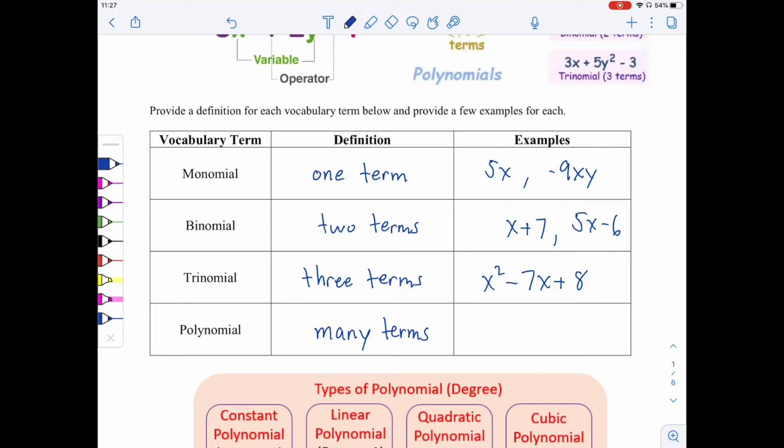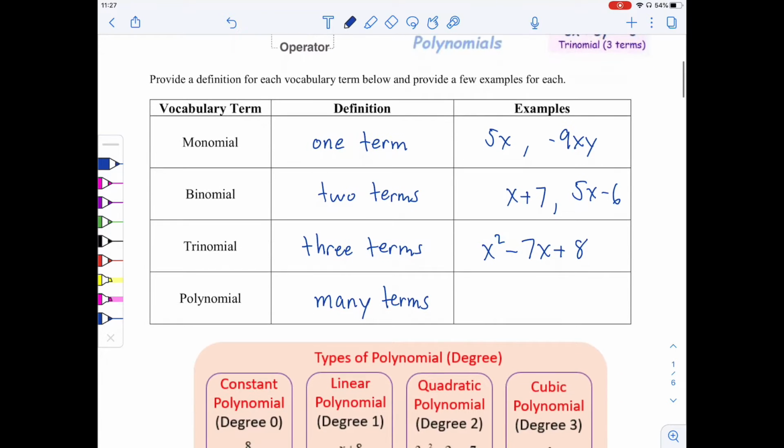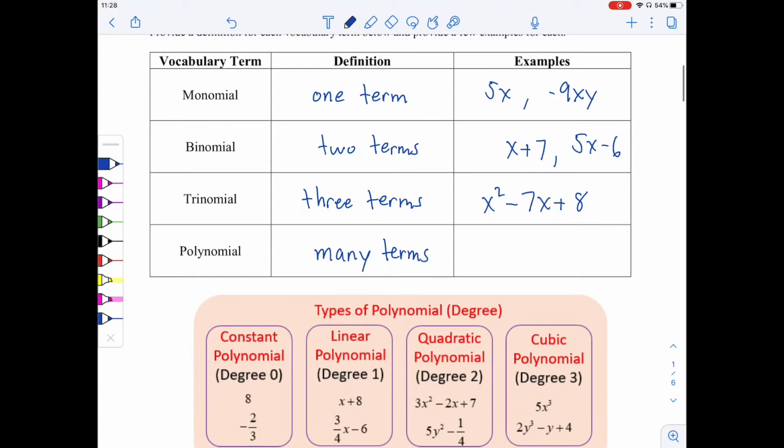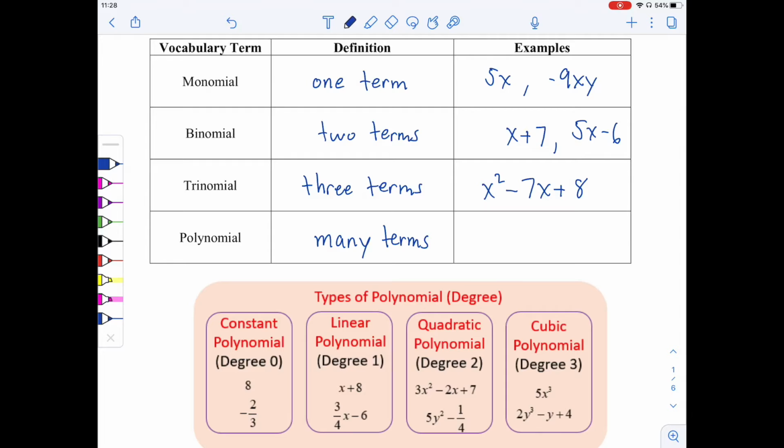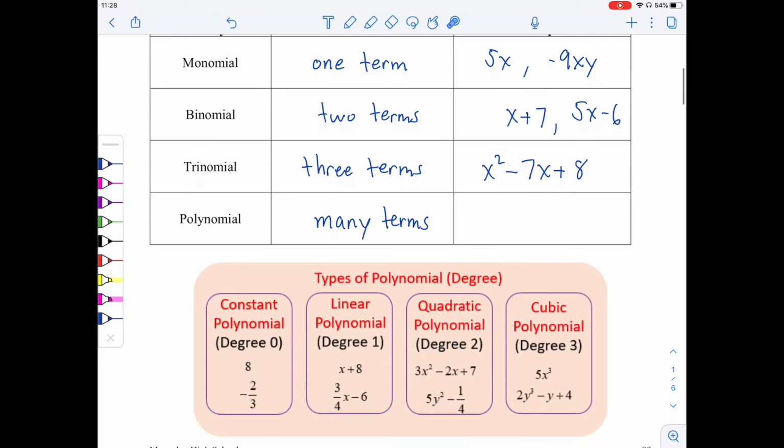Okay, so these are many terms. Anything with more than 3 terms, even though all of these are called polynomials. Right? So a polynomial could be a trinomial, binomial, or monomial. So these are all types of polynomials, like shapes. You have polygons, similar, right? Just different types of polygons. Triangles, squares, rectangles, they're all different types of polygons. Same here, with different types of polynomials. You have trinomial, binomial, monomial.